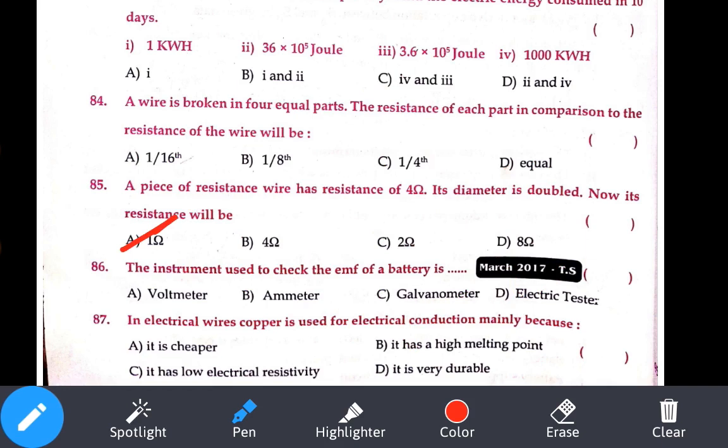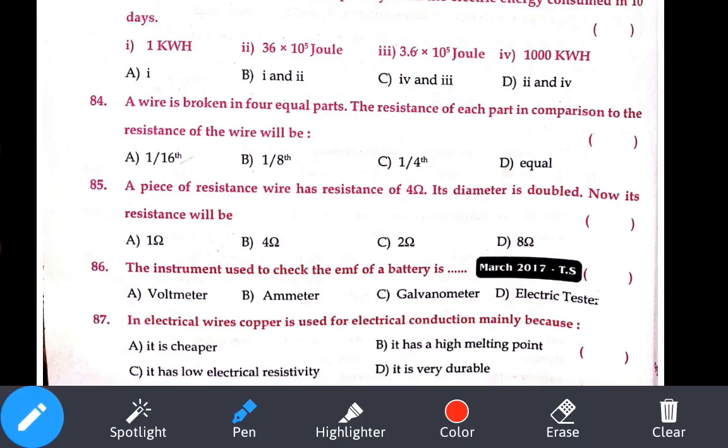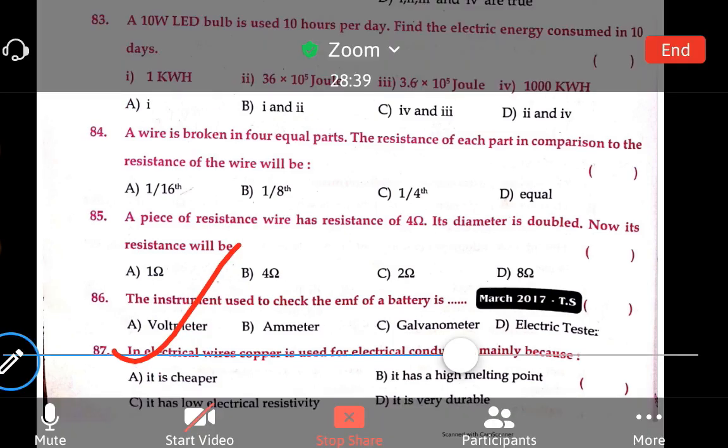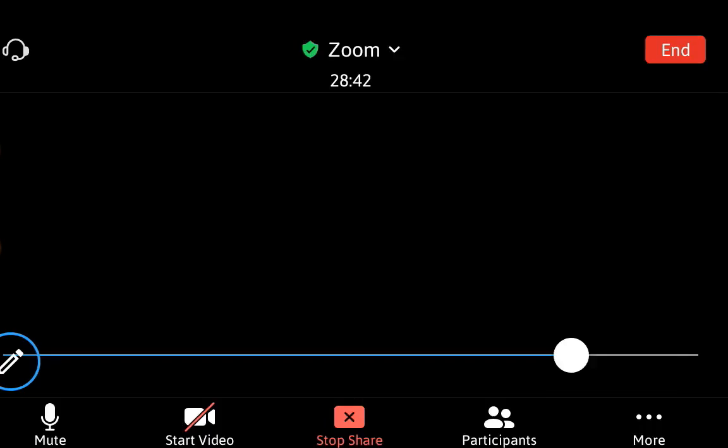Option number 1. The instrument to check EMF or voltage: potential difference is measured by using a voltmeter. Option A is our answer. Okay, in electrical wire, copper is used for electrical conduction mainly because... why do we use copper? Because it has low resistance, or resistivity. That is the reason we use copper in the wires. So option C is our answer. Okay, over. Next page.